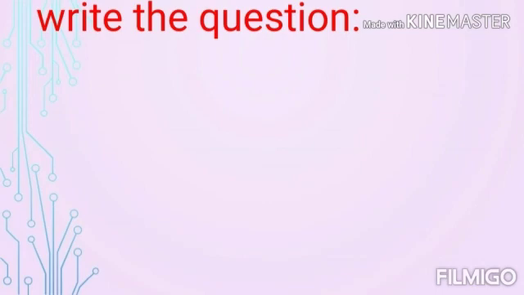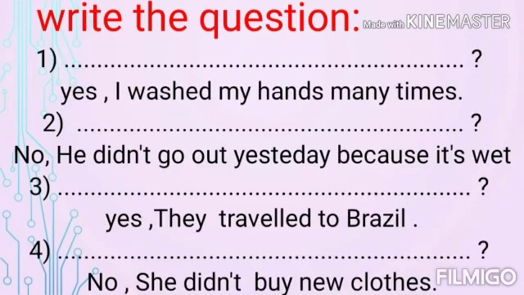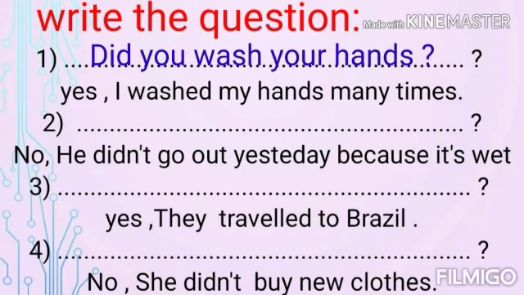Now, let's answer about this exercise. They are asking you to write the question. Okay, so what is the question number 1? We have yes, I washed my hands many times. So the question is, did you wash your hands? Okay, so we ask, did you wash your hands? The answer is yes, I washed. So I conjugate the verb in simple past because I have yes. Now let's move to number 2.